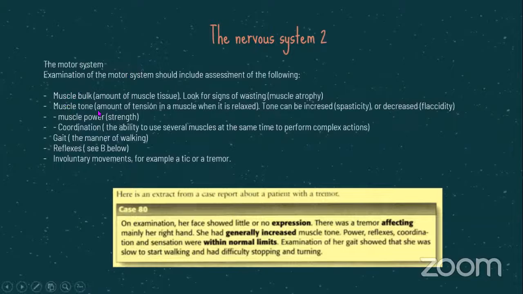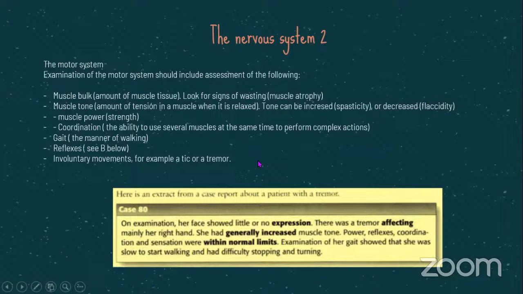Well, we have here muscle bulk. That is an amount of muscle tissue. Look for signs of wasting, muscle atrophy. Muscle tone, that is an amount of tension in a muscle when it is relaxed. Tone can be increased, that is called spasticity, or decreased, flaccidity. Muscle power is strength. Coordination, the ability to use several muscles at the same time to perform complex actions. Gait, the manner of walking. Reflexes. We will find here involuntary movements, for example, a tic or a tremor.